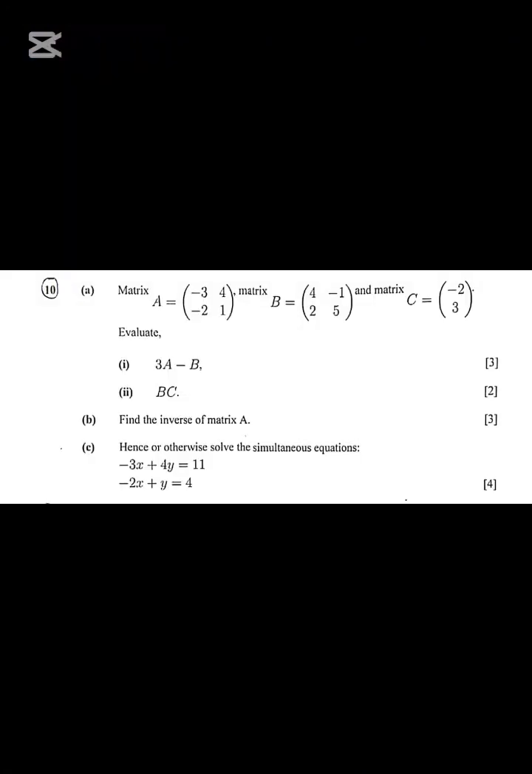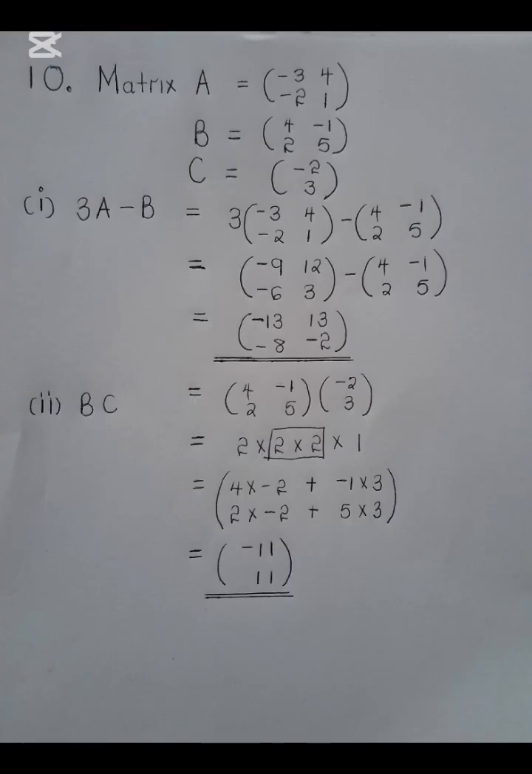And then we proceed to part 2, where we are required to multiply the matrix B and matrix C. So matrix B is a 2 by 2 matrix, which is multiplying a 2 by 1. So the numbers that are in between, they are supposed to be the same for us to get the correct answer. So our answer is going to be a 2 by 1.